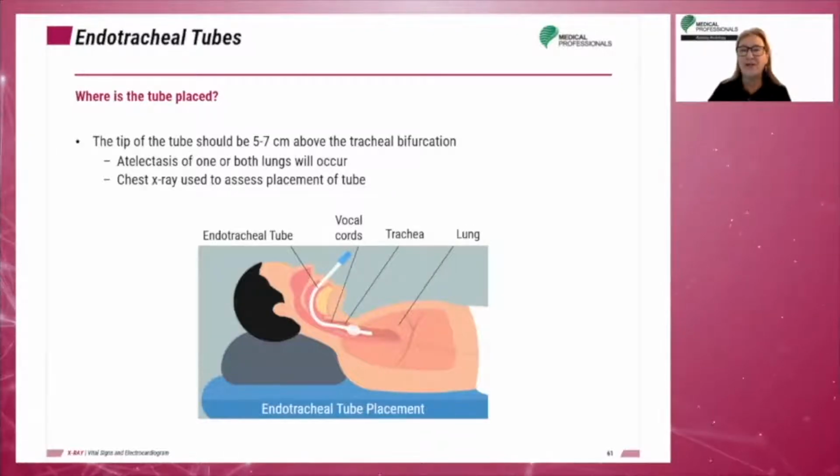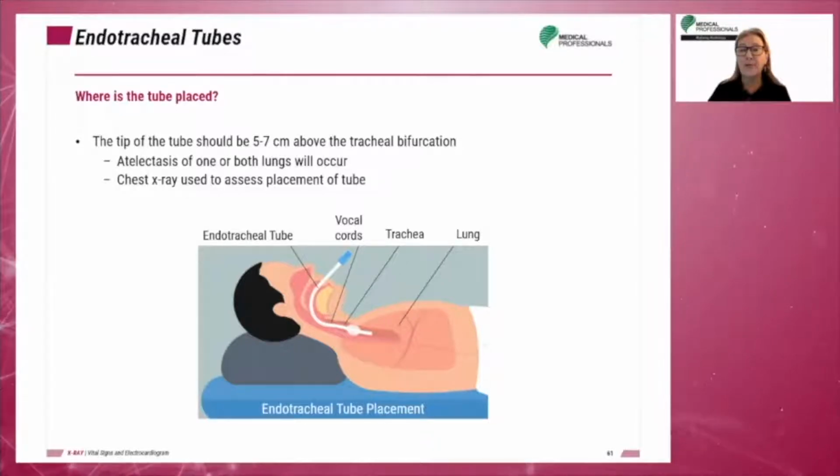The tip of the endotracheal tube should be 5 to 7 centimeters above the tracheal bifurcation. If the tube is extended further, it can result in lung collapse. Atelectasis is the condition where the lungs collapse. If there is no gas exchange in one or both lungs, part or the whole of the lungs will collapse due to failure of expansion or reabsorption of gas from the alveoli.